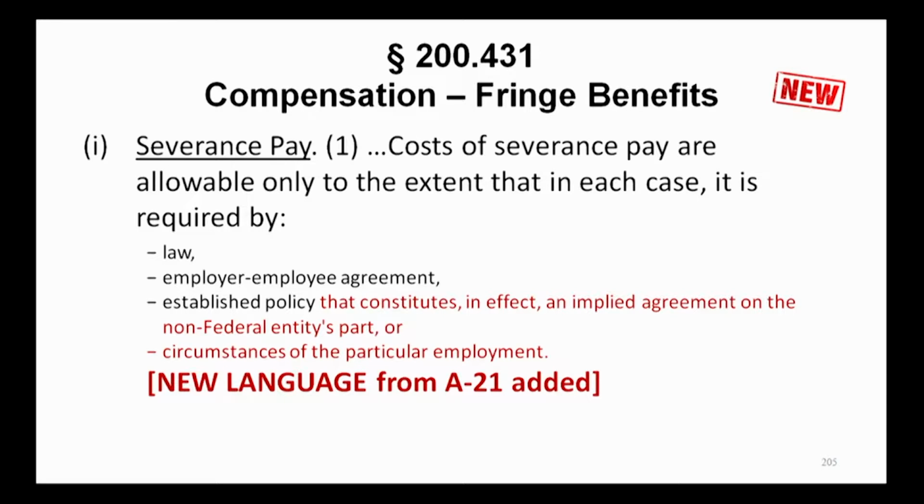All right, moving on, 431, compensation for fringe benefits, paragraph I, regarding severance pay. Just some new language. We've had this before. The highlighted part in red. So costs of severance pay are allowable only to the extent that in each case it's required by law, you have it in an employer-employee agreement, and then established policy. And then this language was added that constitutes, in effect, an implied agreement on the non-federal entity's part or circumstances of the particular employment.